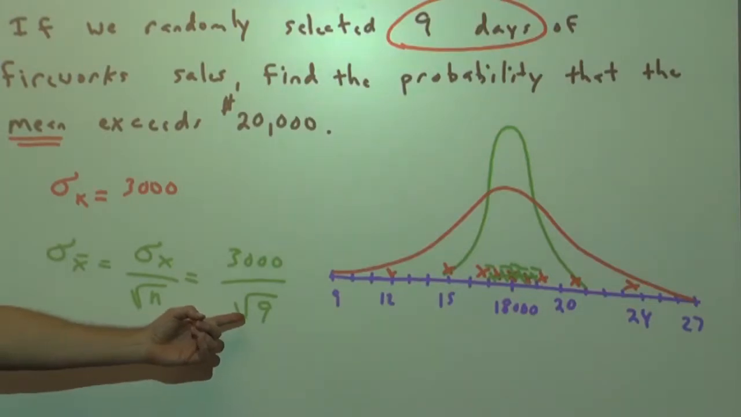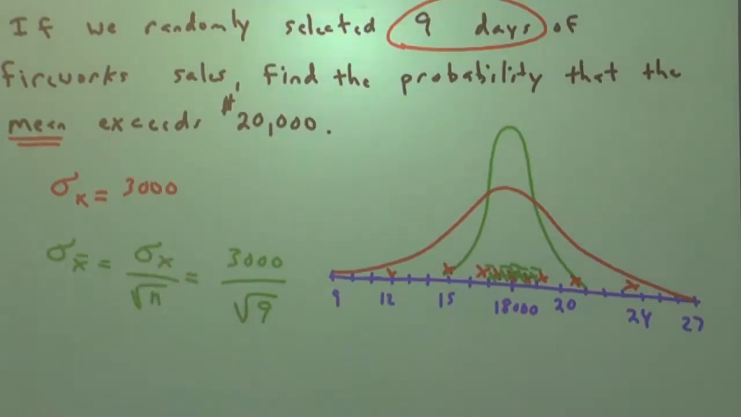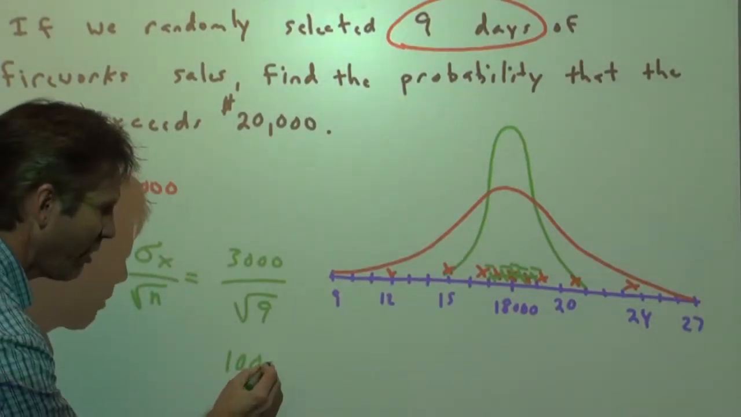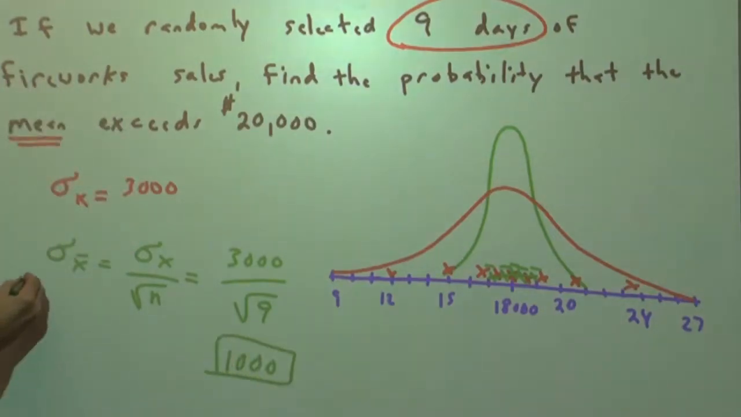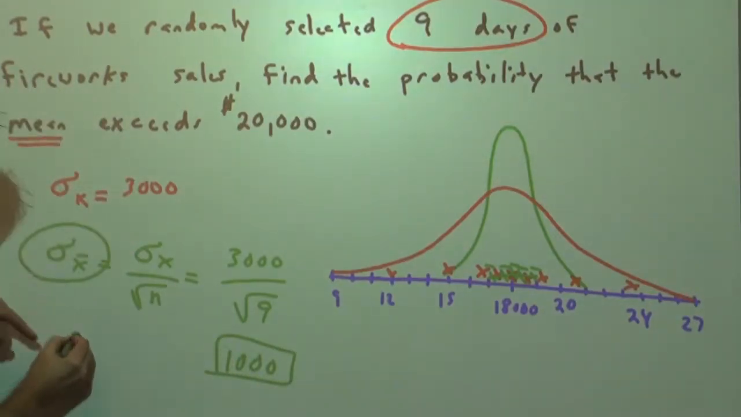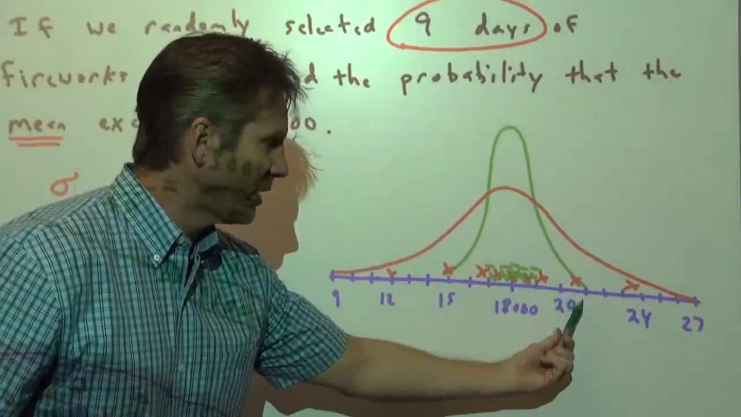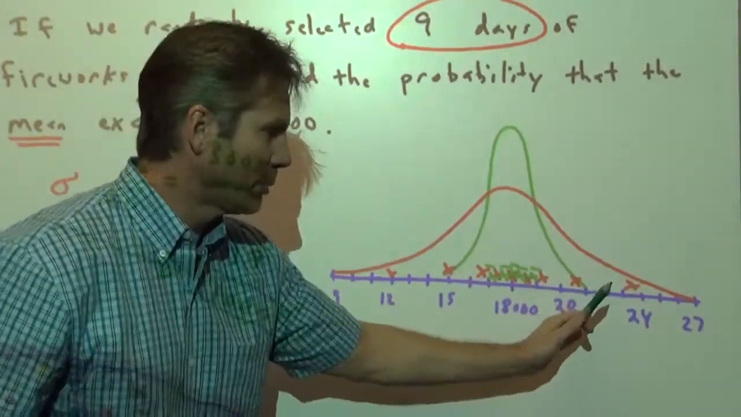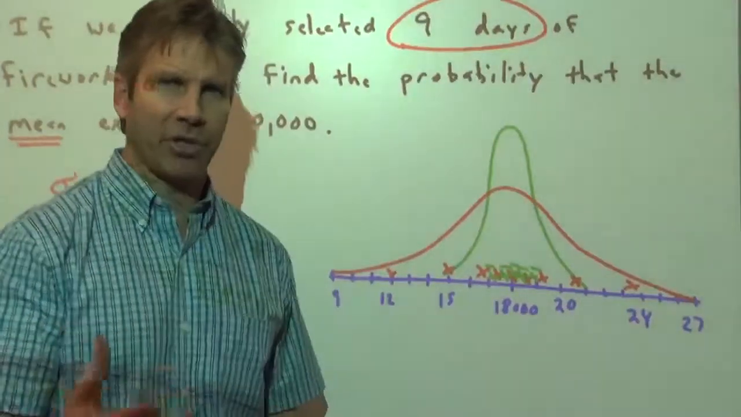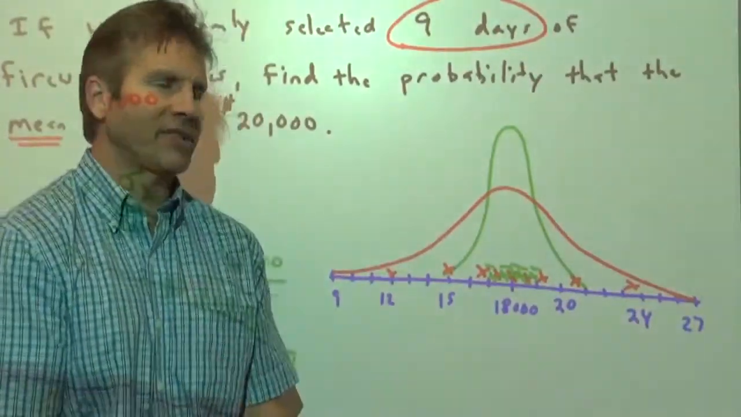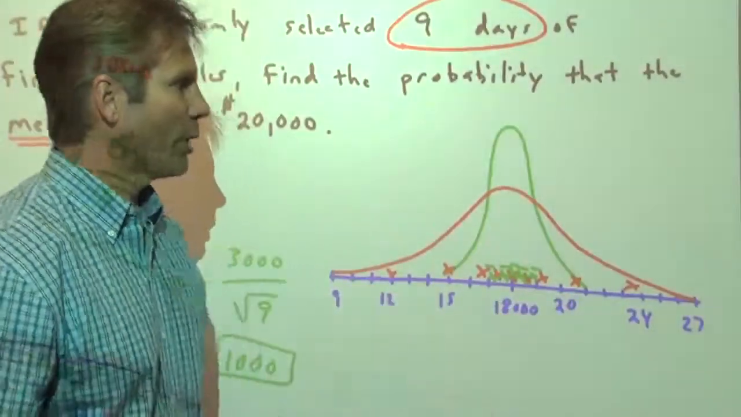The square root of the sample size is 3. 3,000 divided by 3 is 1,000. So the standard deviation of the means is only going to be 1,000. That's why when you go over 1, 2, 3 standard deviations, you get to about the most extreme mean average you would expect from any 9 randomly selected days, up at 21,000.